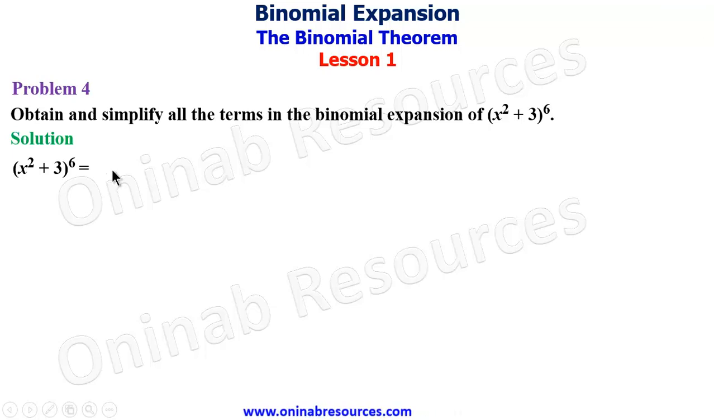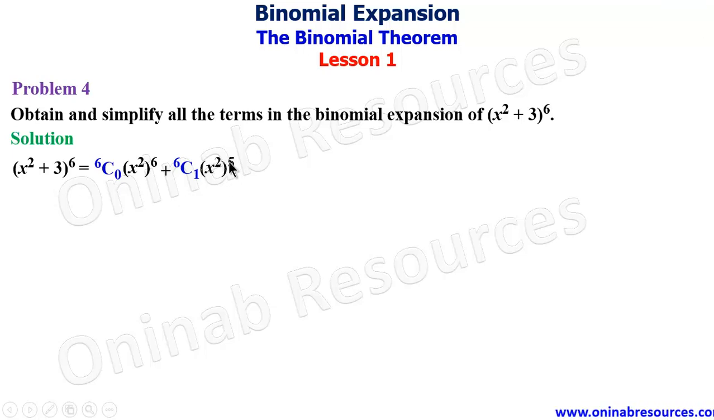The first term is going to be 6 combination 0. Then this is x squared raised to power 6. 3 raised to power 0 is going to give us 1. Then the next term is going to be plus 6 combination 1. X squared raised to power 5. Then 3 raised to power 1. Remember, 3 is the second term in the bracket. The first term is x squared.